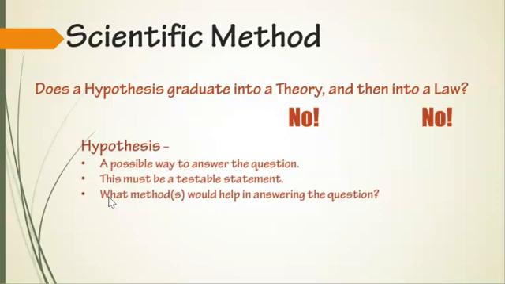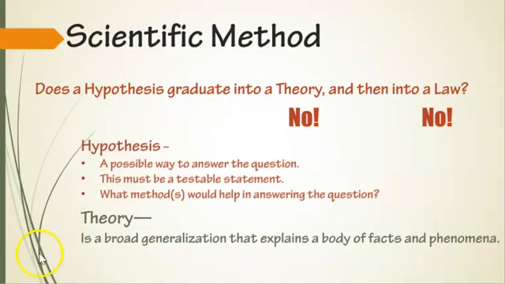So does a hypothesis graduate into a theory? No. And does a theory graduate into a law? No. Lots of times students think that one graduates into the next after more data. No, it doesn't. They're totally different things. What we're going to have to remember here is, what is a theory? A theory is a broad generalization that explains a body of facts and phenomena. We are not able to prove them. A theory just exists. We've got evidence for it, but we're not able to prove it, and I'll explain that here in just a moment.